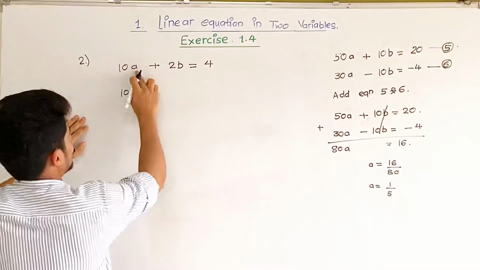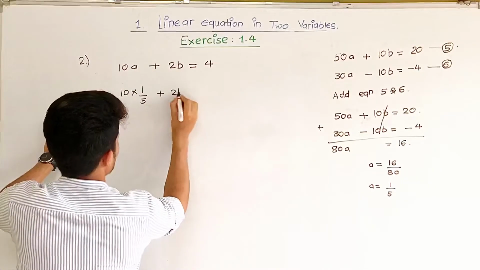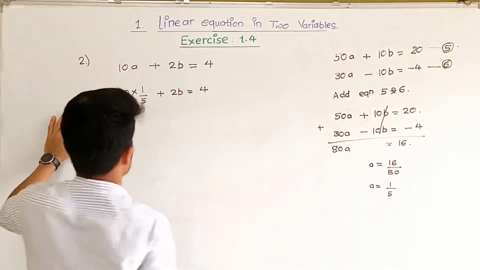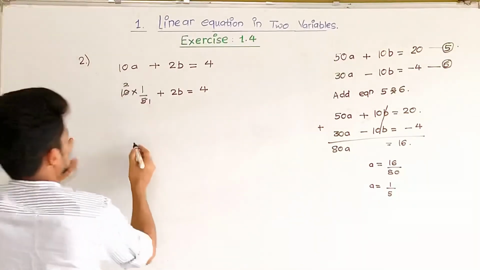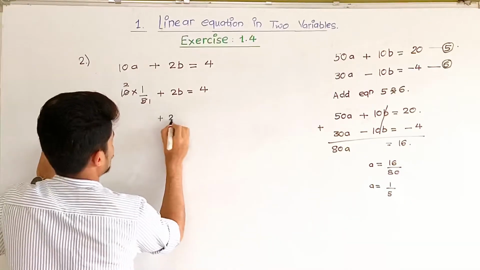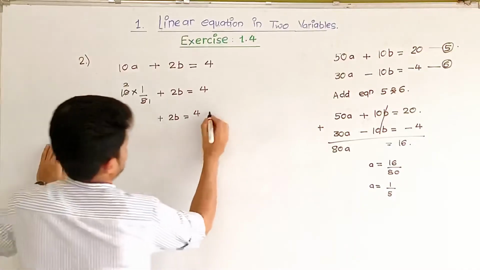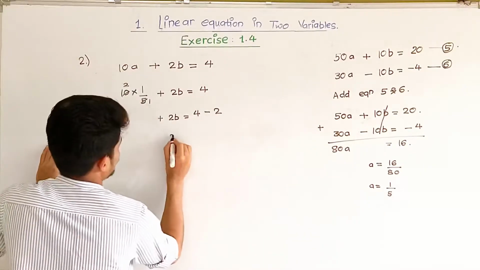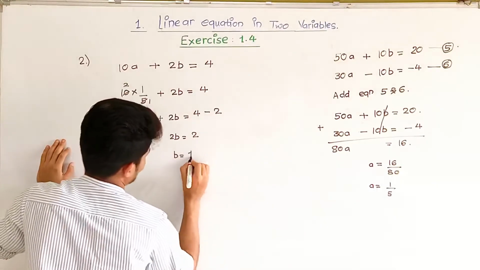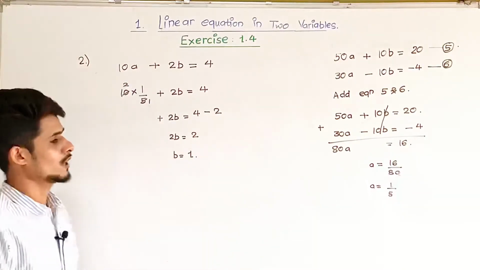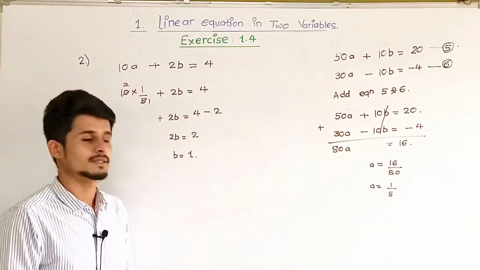Putting the value of a as 1 by 5: 5 ones are 5, and 2 into 1 is 2, so 2 plus 2b is equal to 4. The plus 2 goes to the other side as minus 2, so 2b is equal to 2, and b is equal to 2 by 2, which is 1. Now we have the value of a as 1 by 5 and the value of b as 1.